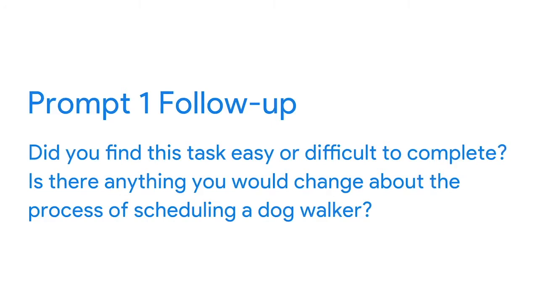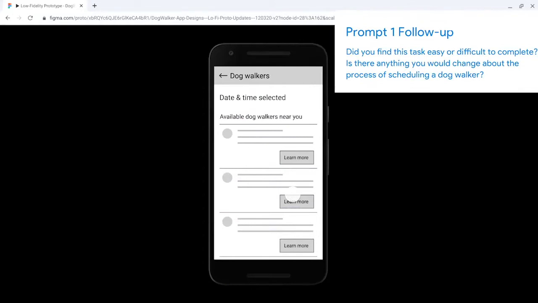Prompt 1 follow-up. Did you find this task easy or difficult to complete? Is there anything you would change about the process of scheduling a dog walker? I mean, it was a bit hard to figure out which button to press on the home screen, but that's okay. That could be fixed, but I still figured it out.